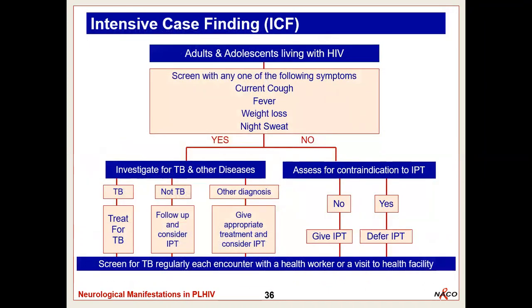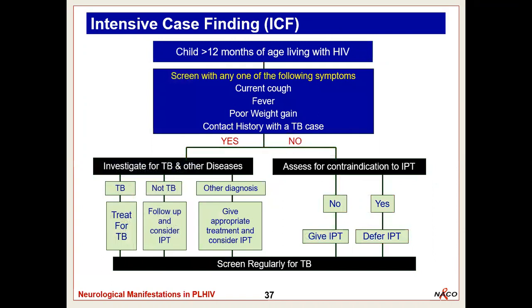Now, when you do the case finding, you have the set of symptoms that you have to look for. If the symptoms are there, you investigate for TB. If you find TB, you treat it. If you do not find TB, or the active disease is not there, you start the IPT. Similarly, if there are no symptoms, then you assess for contraindication to IPT, and accordingly you manage. If the contraindication is not there, you start on IPT. Otherwise, you defer IPT. Next slide, please.